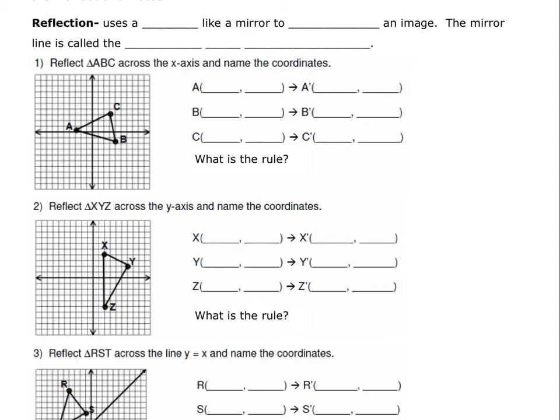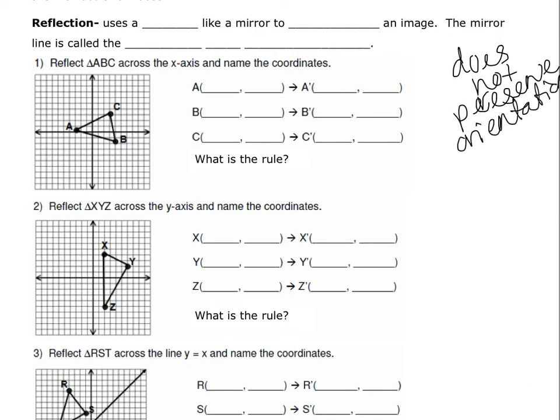Okay, so our second transformation we're going to talk about is a reflection. And a reflection, remember we talked about the translation, it preserves orientation, so it's going to be facing the same way. The reflection does not preserve orientation. So it's going to be turning different ways, hence the name reflection. So it's going to look a little bit different, kind of as in when we get to rotations as well.